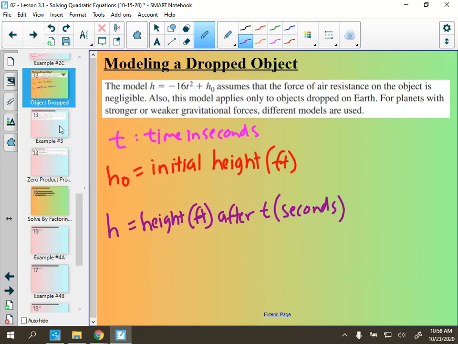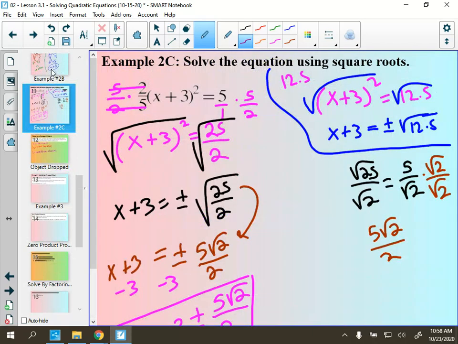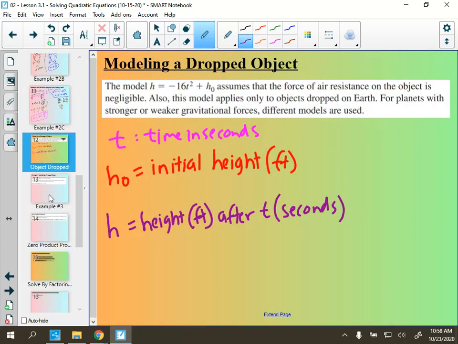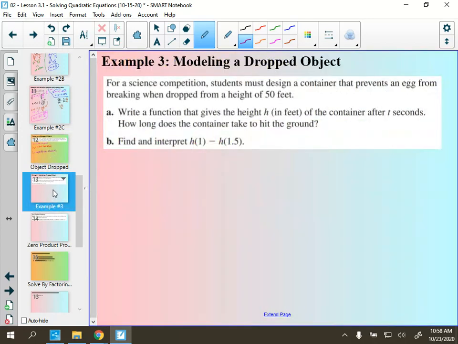All right, so it's not a super fancy one. I'm just trying to give us something, because we get so caught up sometimes in the skills, like how do I solve this? Where might we see a need to actually use some of these skills? So I like the example here where science competition students must design a container that prevents an egg from breaking when dropped from a height of 50 feet. So we're dropping something from 50 feet. If I rewrite my formula, -16t squared plus h sub 0, that 50 is going to be our initial height.